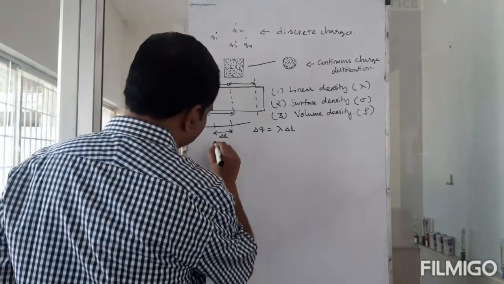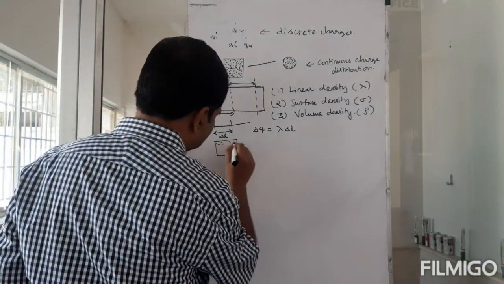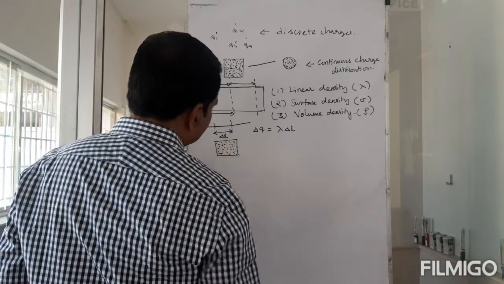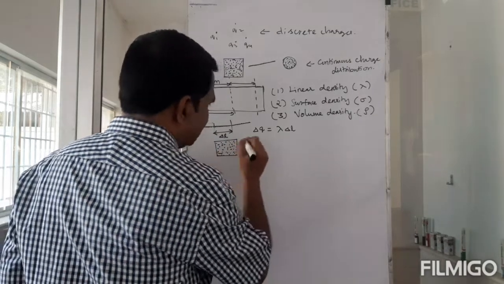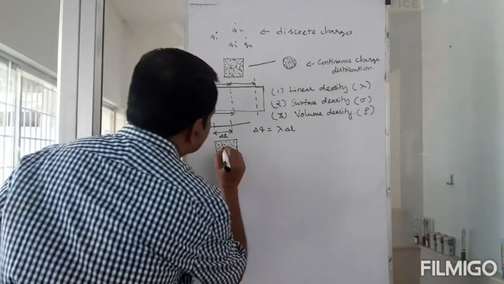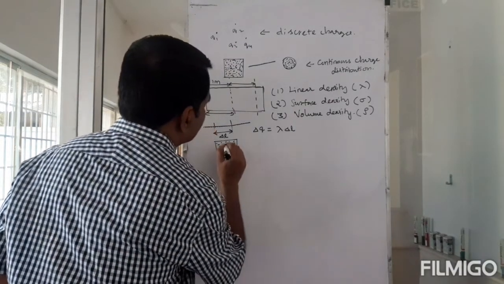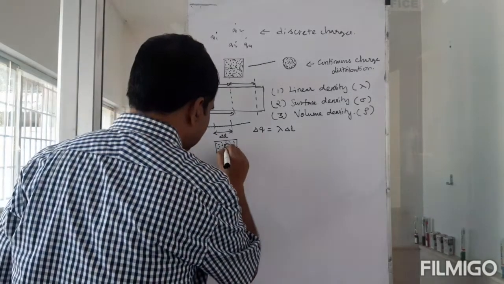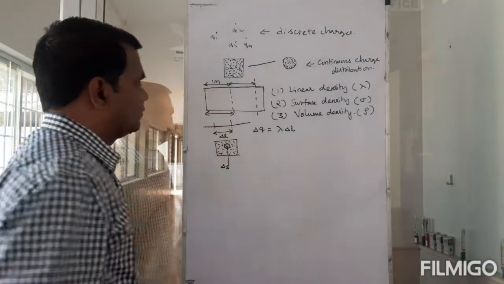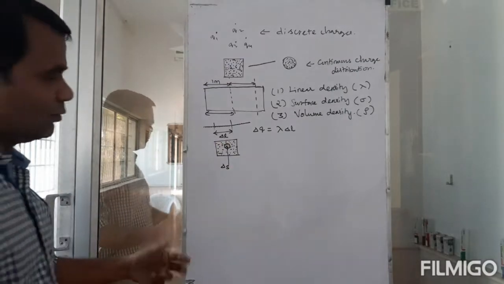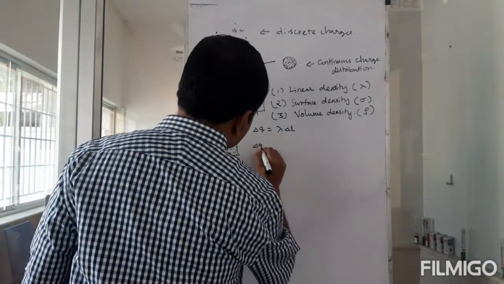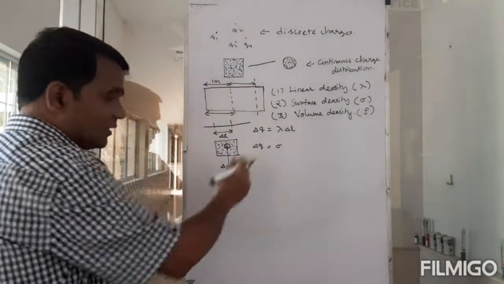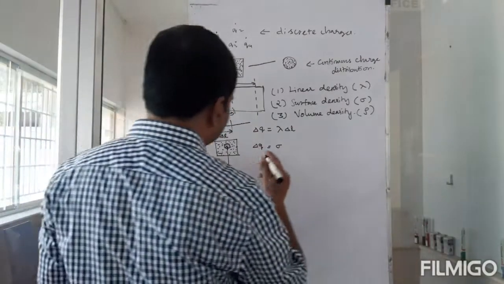Likewise, I have an area like this, so charge is continuously distributed here. Continuous charge distribution. Suppose I want the amount of charge in a small area. So let's say this is my delta S, a very small area. I want to find the amount of charge in that area. Then what would I do? So the delta Q here is equal to sigma, the surface charge density of that surface, multiplied by delta S.